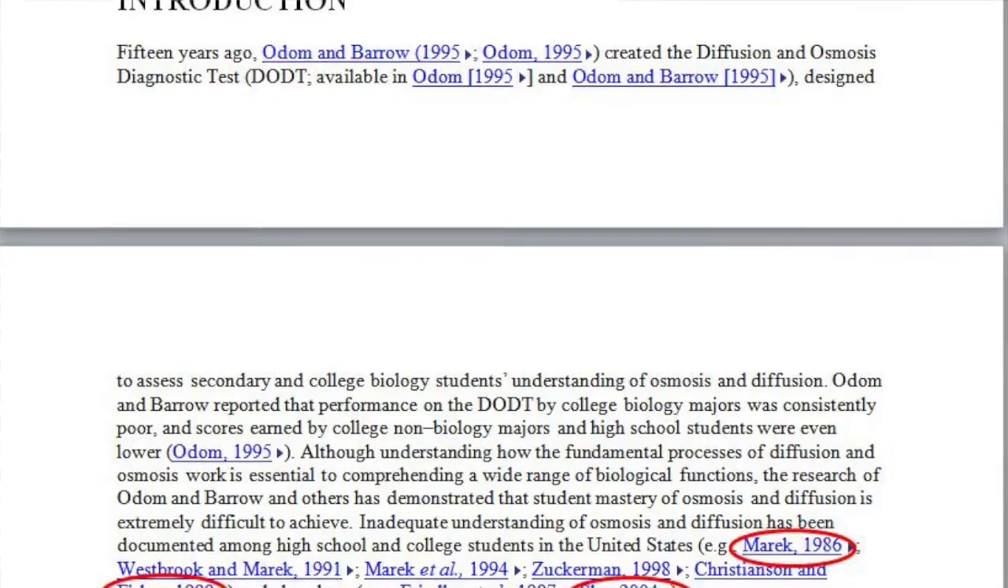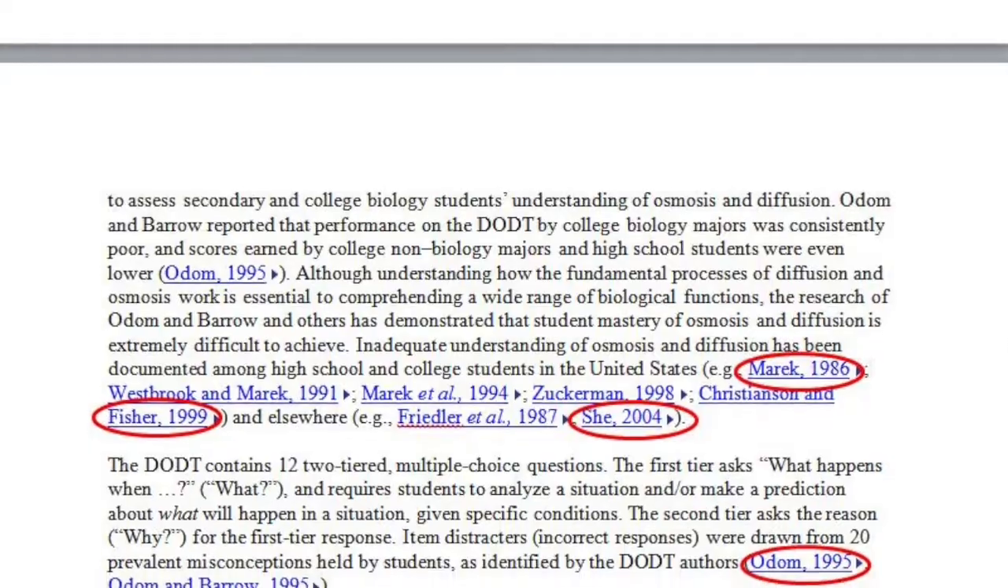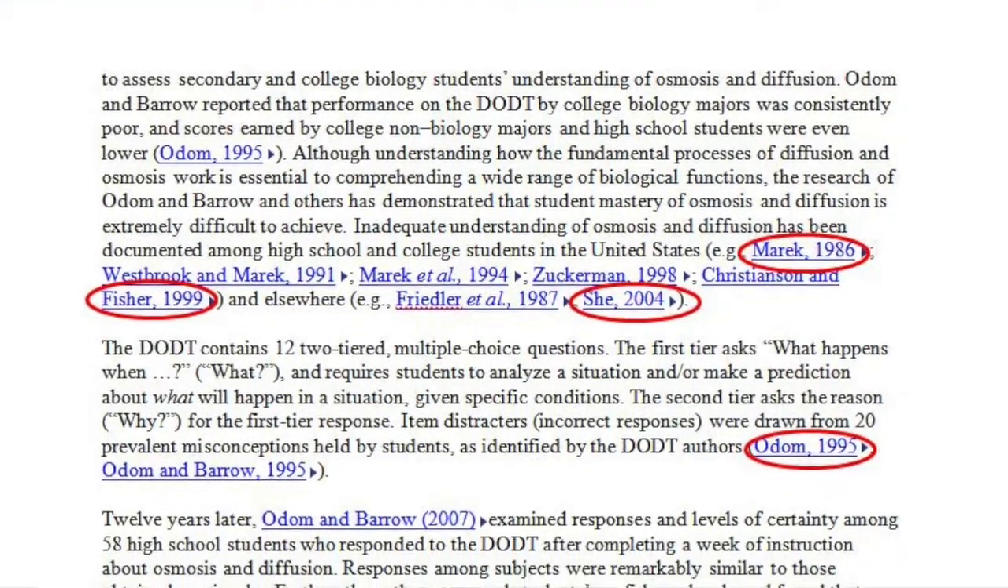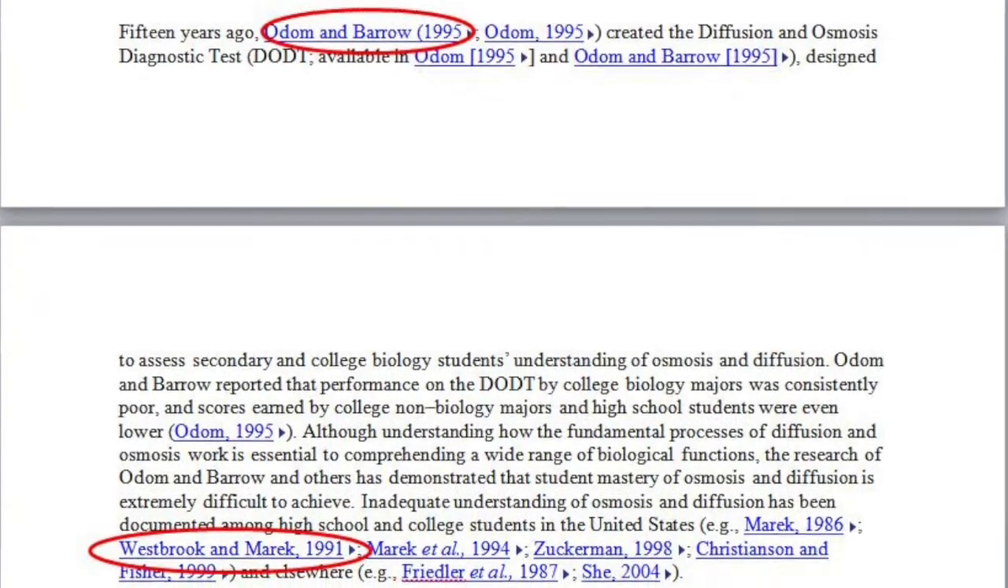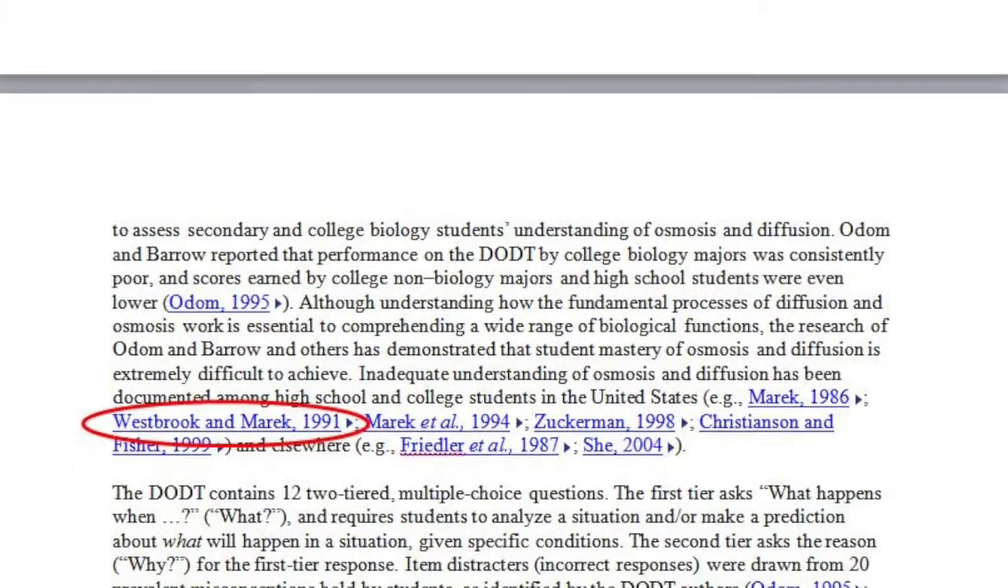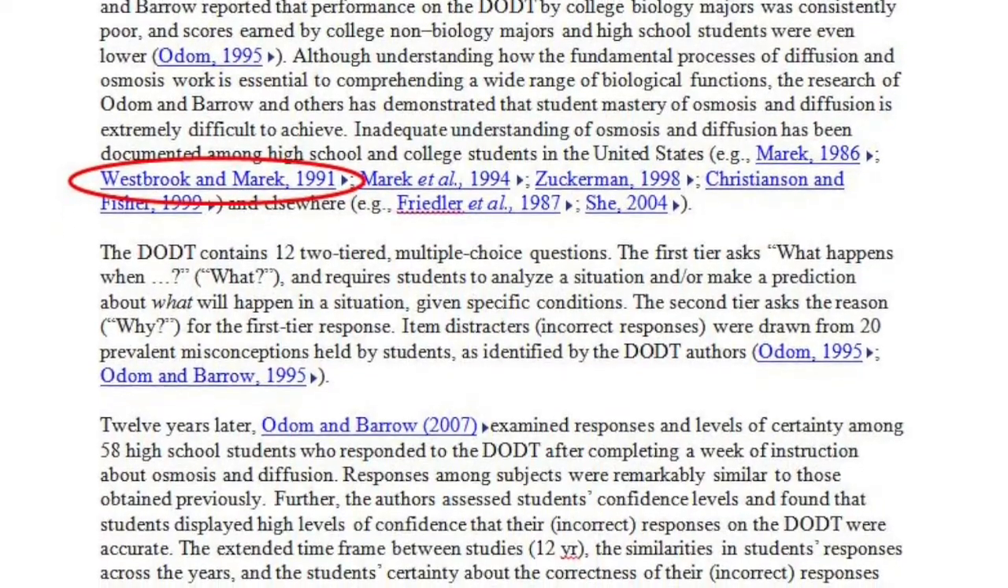The full citation will go at the end of the lab report in your references section. We'll talk more about that when we get to that point. Let's look at a few examples from scholarly journal articles. If there's only one author, his or her last name is written in parentheses, followed by a comma, and the year of the publication. If there are two authors, both get cited within the text in the same manner.